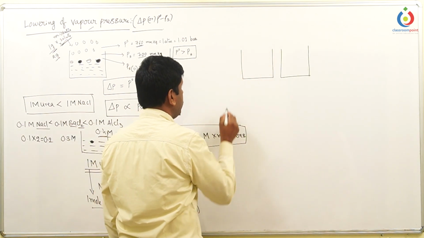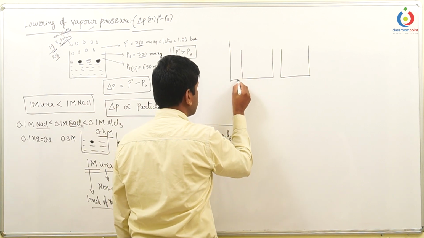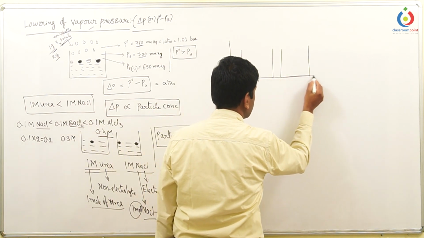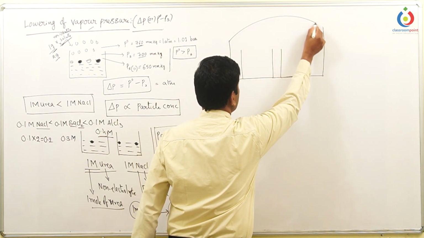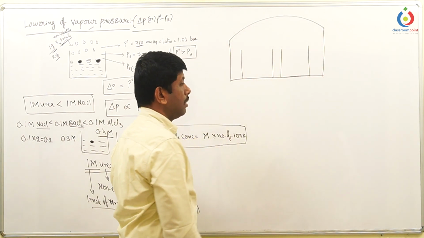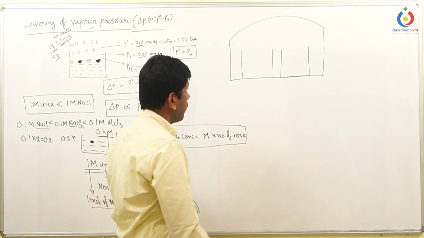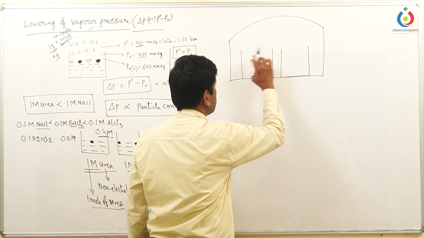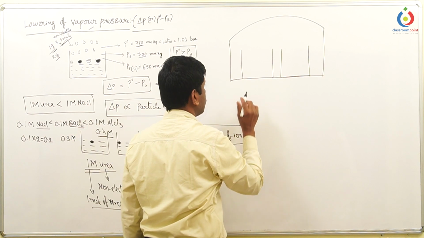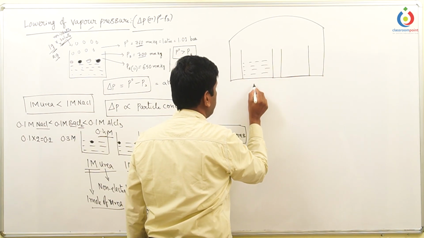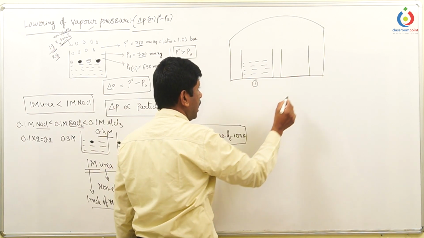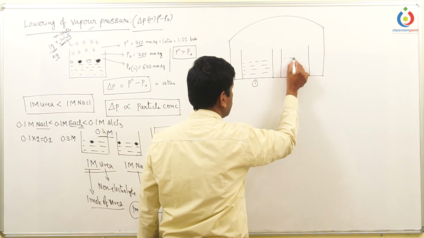So I have taken the 2 beakers. These 2 beakers are sealed in a closed container. They are in the common space. But these 2 are open beakers sealed in a closed container. So this is beaker number 1, and this is beaker number 2.